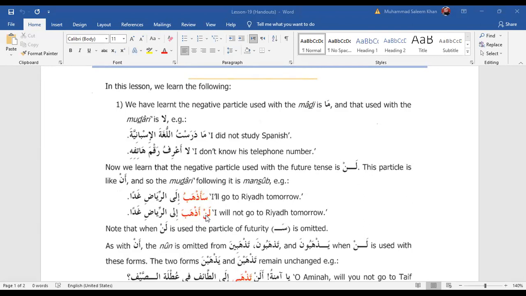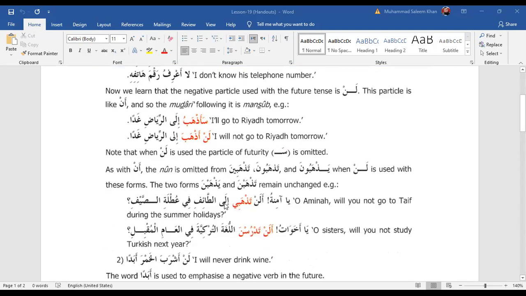Now we have learned yesterday and the day before how an and lam talil work. The mudari becomes mansub, right? The five verbs that have dhamma change into fatha. The verbs that have una sound, the noon gets dropped, and the ones with ina sound, the noon gets deleted. The ones for the feminine plural, two forms, do not change. They remain as they are, mabni al fath.